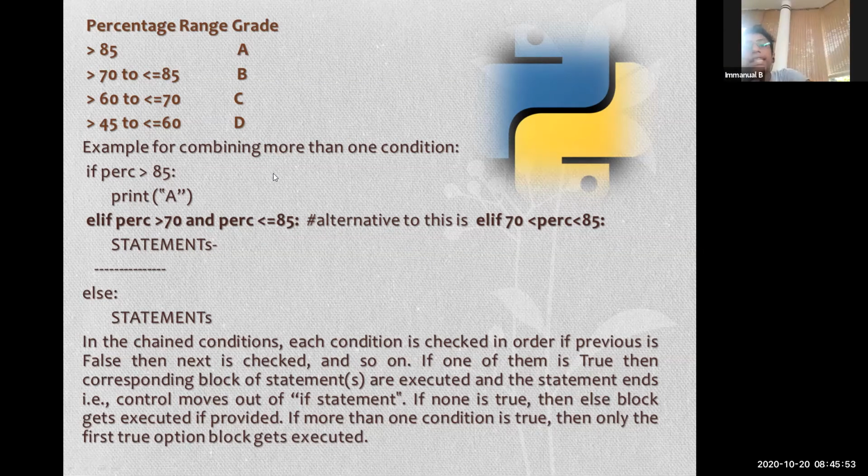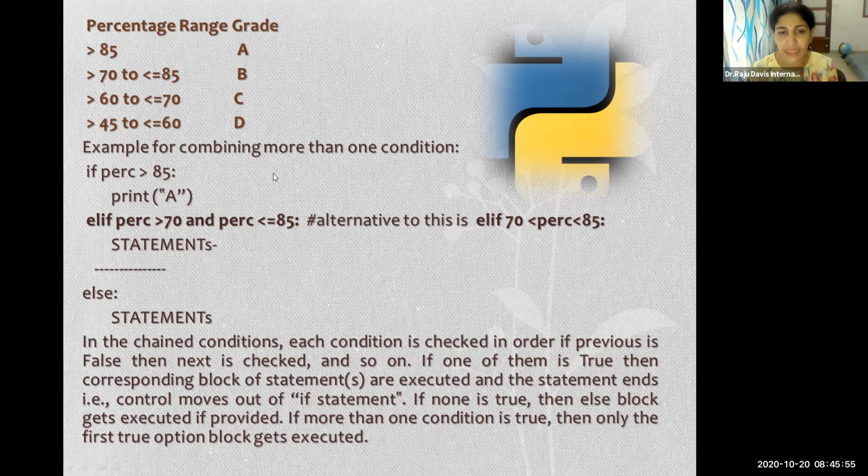Okay. So the first condition is written, you can see it on the screen: if percentage greater than 85, then you need to write print A, isn't it? The grade is A, directly you can write. Next onwards, your different condition starts. So there are two options, there are two methods to write the conditions. See the first condition, how it is written?